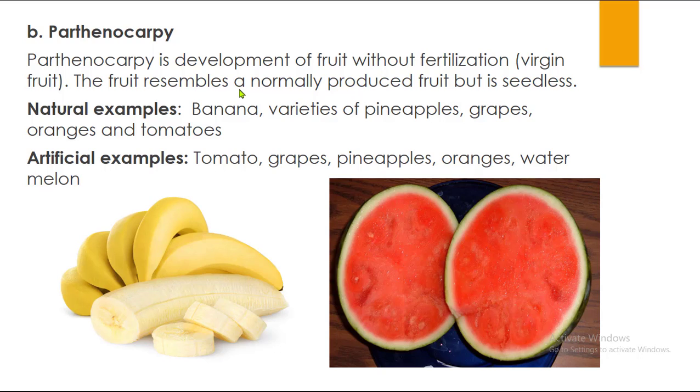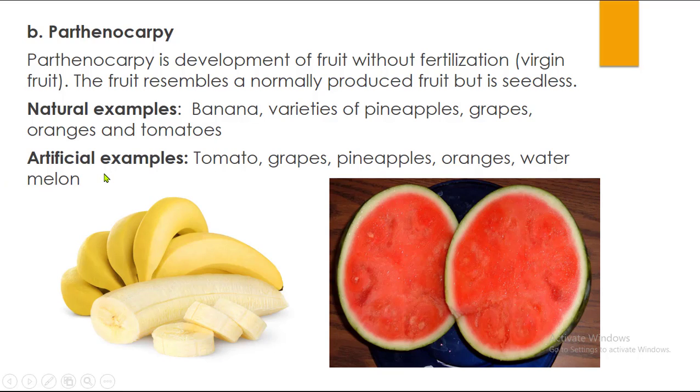The result of Parthenocarpy is a fruit without seed. Natural examples of Parthenocarpy: banana is the common example; you have seen that bananas don't have any seed. Then some varieties of pineapples, not all pineapples but a few, are the result of Parthenocarpy. Then some grapes, some oranges, and some varieties of tomatoes are also natural examples.